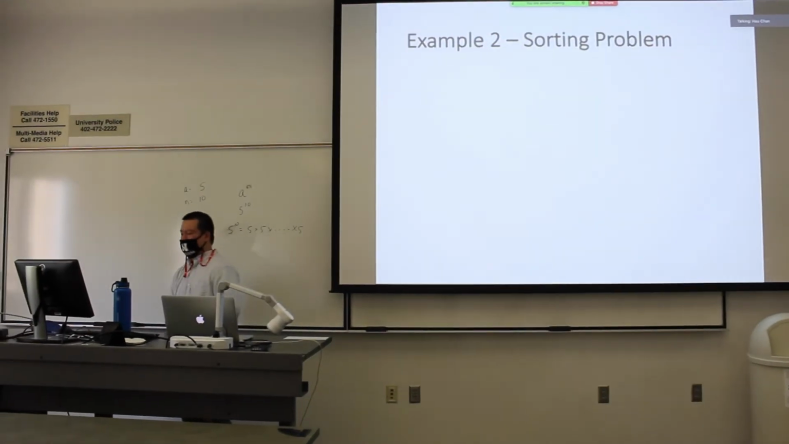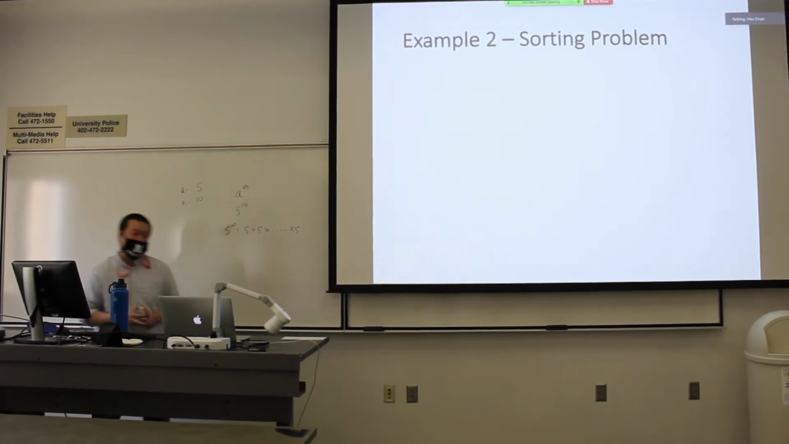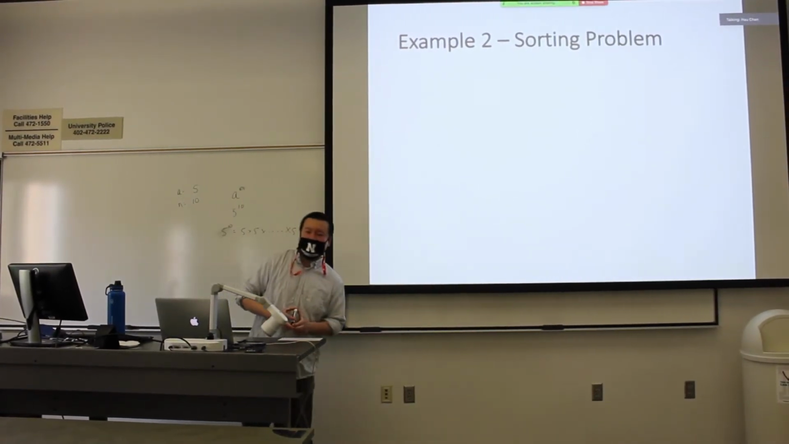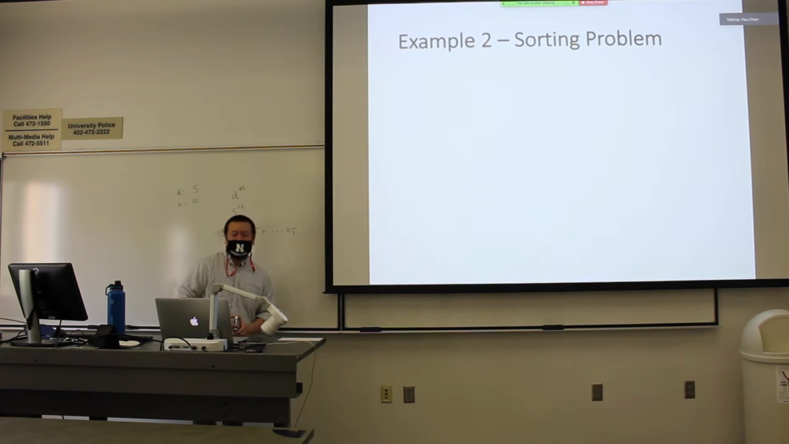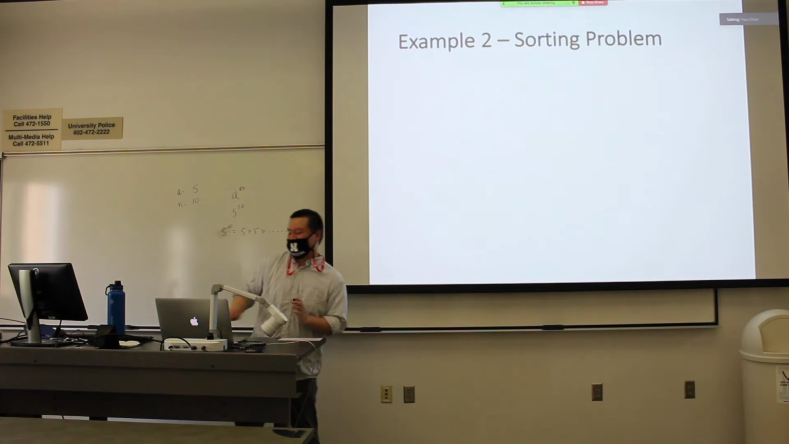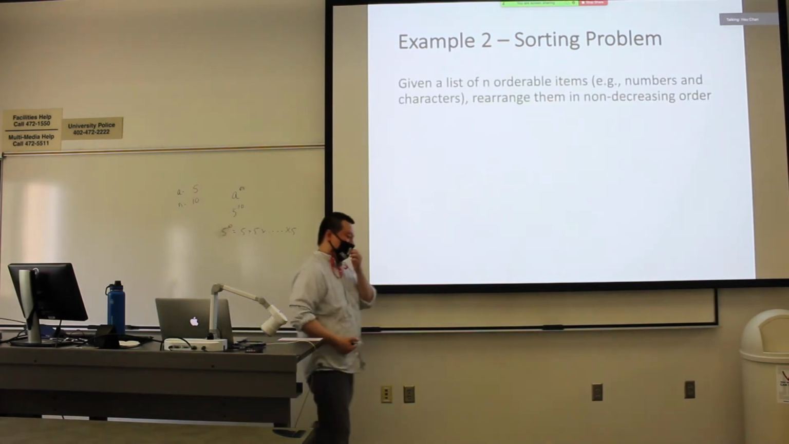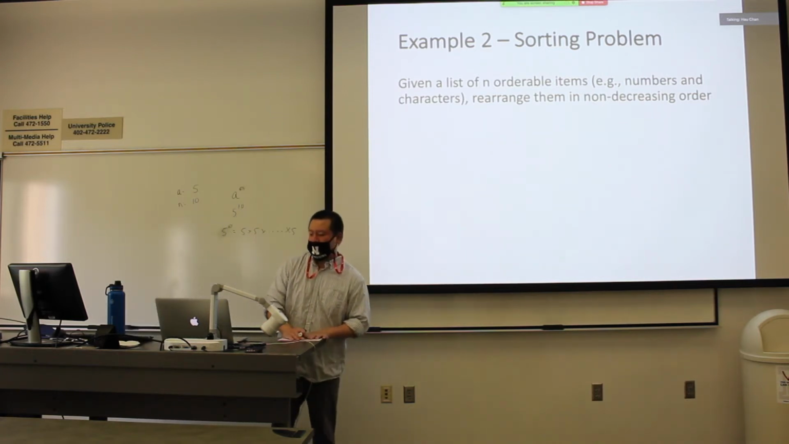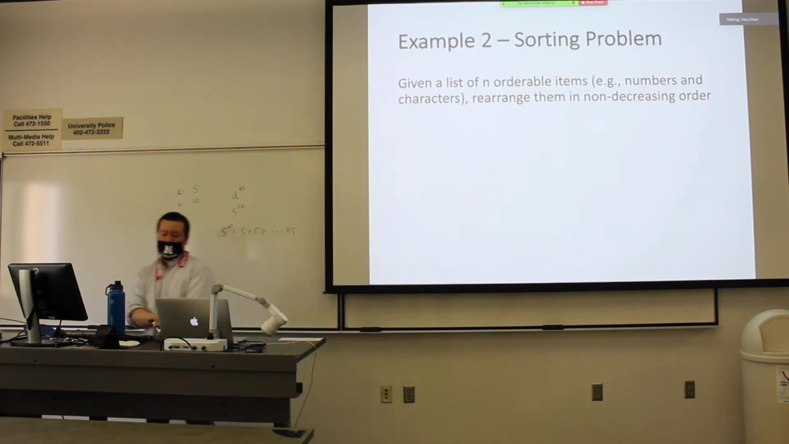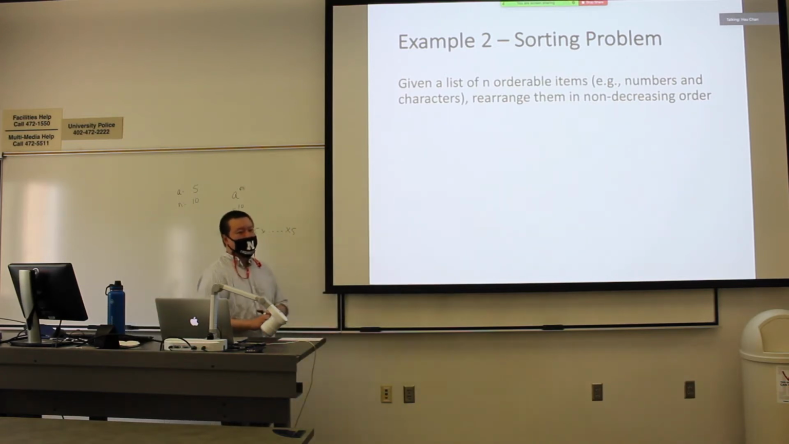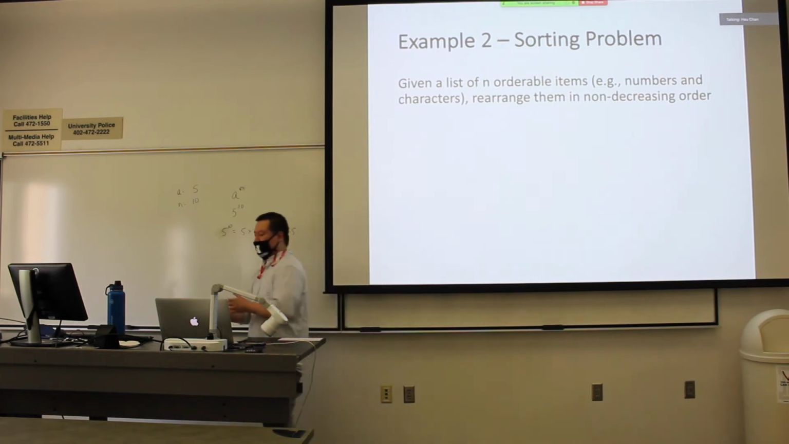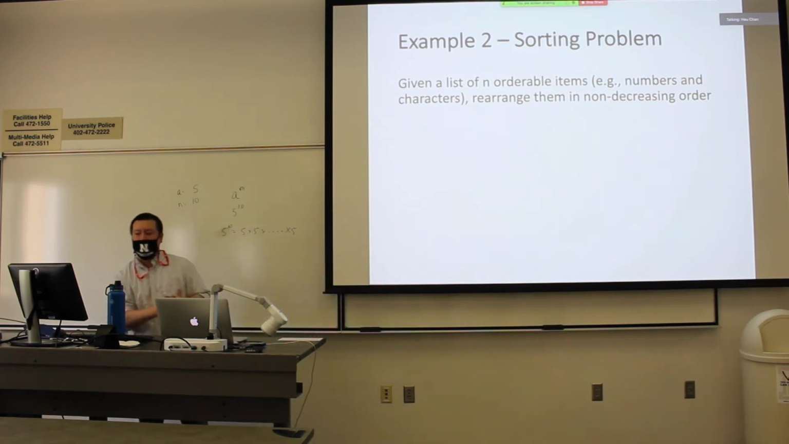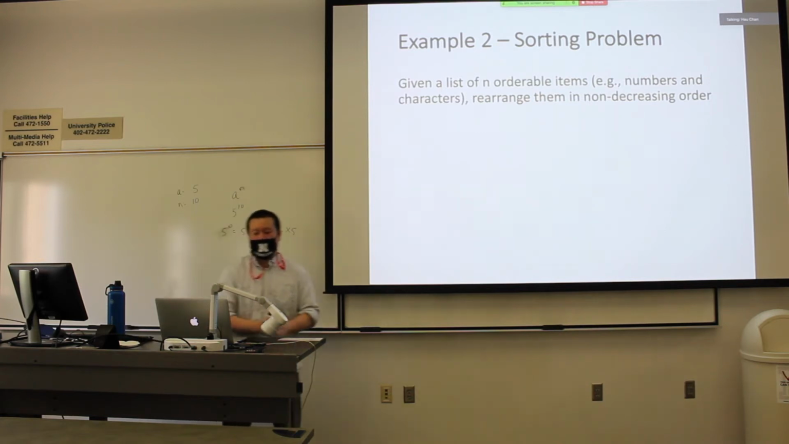So let's look at a more complicated example. I'm sure most of you have already seen this like 100 times. So what is this problem? Well, if I gave you a list of n items that are comparable, like for instance numbers or characters, I want you to arrange them so that they are in non-decreasing order. This is a typical problem where you have an input array and you want to sort them in non-decreasing order.